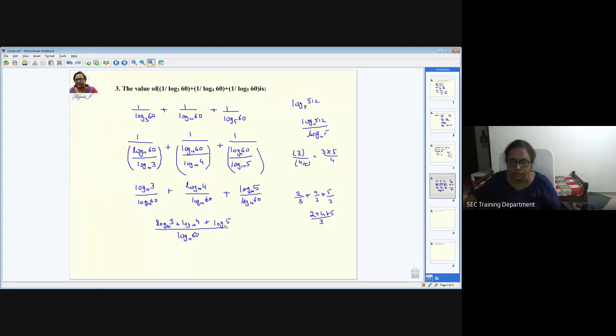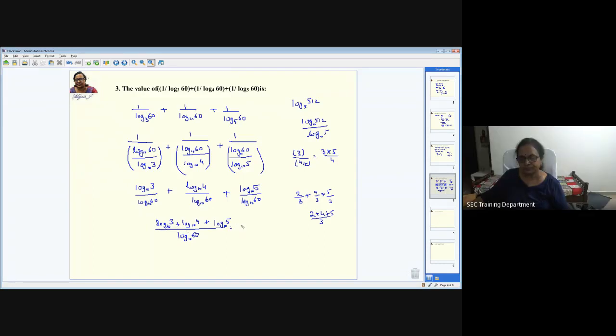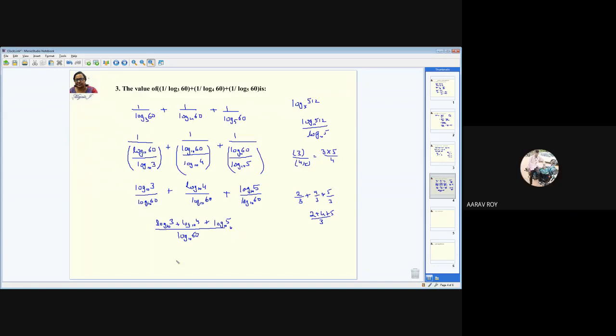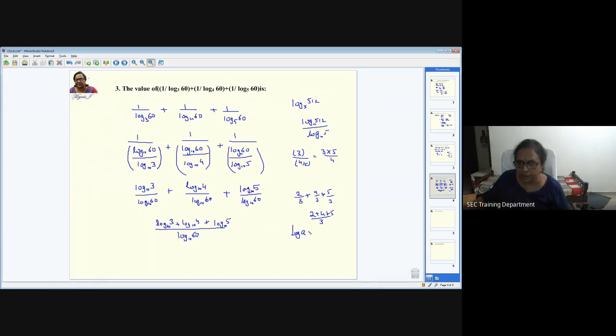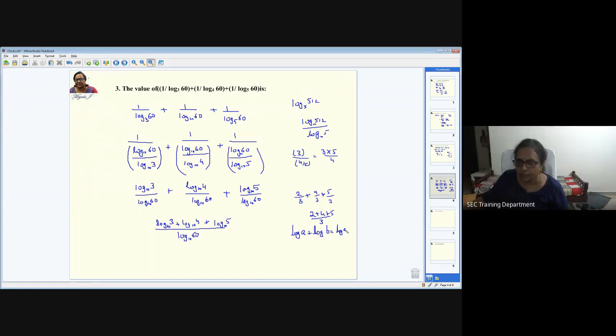So what is the final answer here? When it is addition, what will you do? Multiplication. You know that log A plus log B is nothing but log A B. The same thing. Now all the base is the same, so I can multiply all this. So log 3, log 4, log 5 is going to be multiplied.